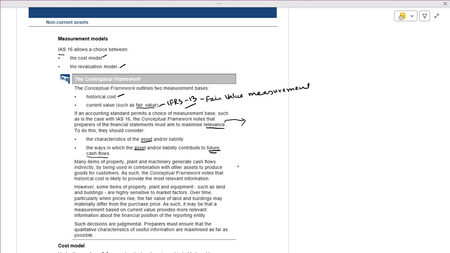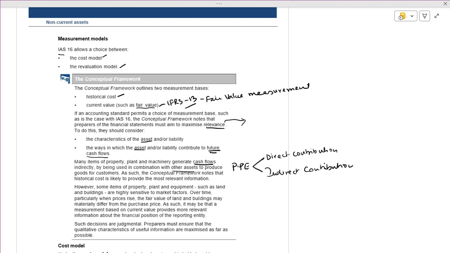Many items of property, plant and equipment generate cash flows, okay, indirectly. When you say property, plant and equipment, some assets have a direct contribution. Is it right? Direct contribution. We can identify it. Some will have an indirect contribution. Supporting contribution. Is it right? Supporting assets will be there. That's what it says. Indirectly being used in combination with other assets to produce goods for consumption.